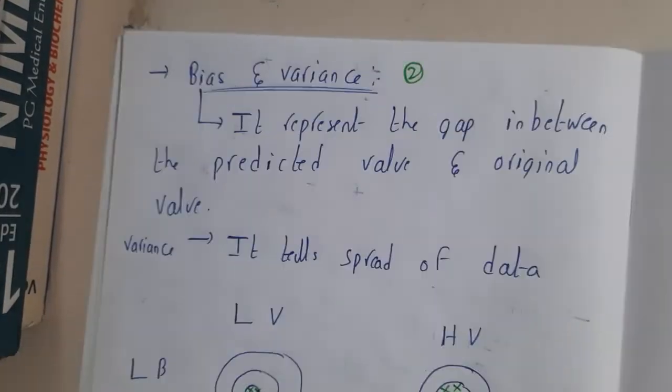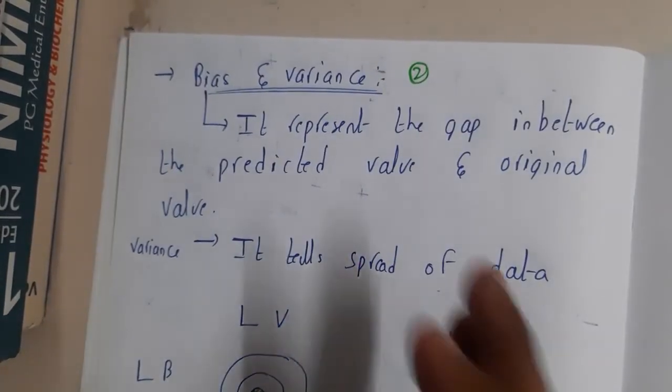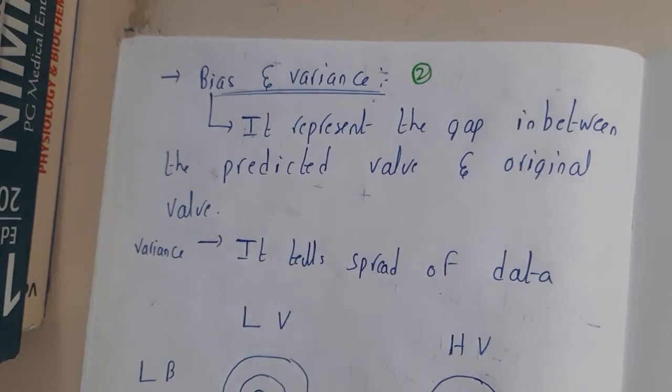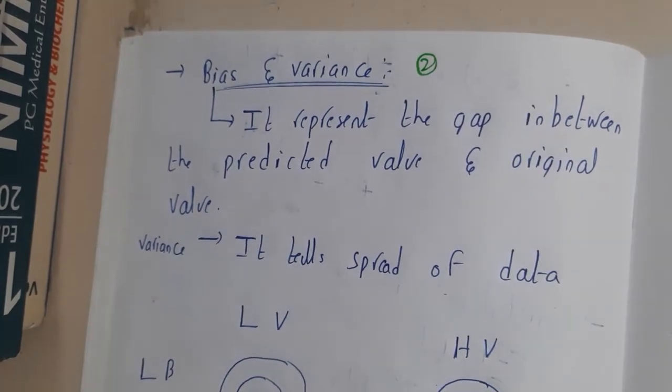I hope everyone got some basic idea. In the next lecture, we'll be discussing bias and variance. We'll discuss their definitions and talk in detail about them, guys.